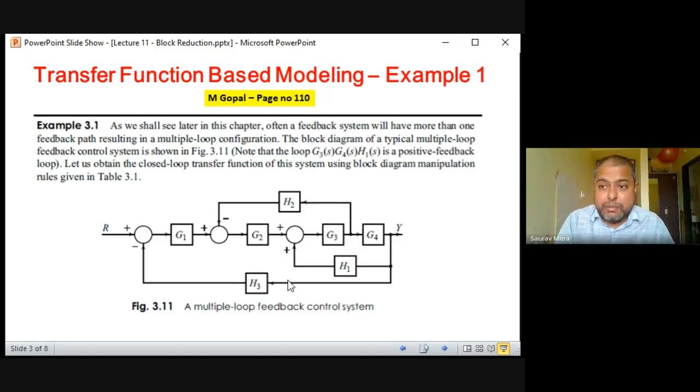But who is creating the problem? In this case, the whole problem creator is H2. So there are two ways we can solve this. The first way is to take this H2 to the right side.